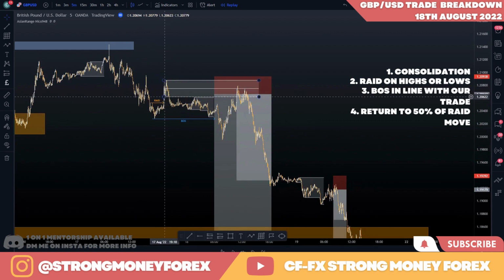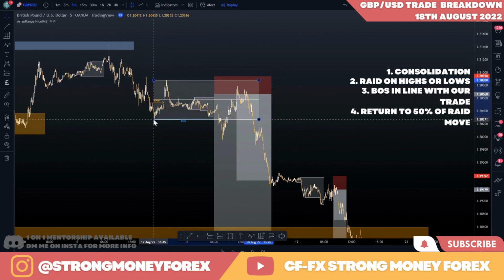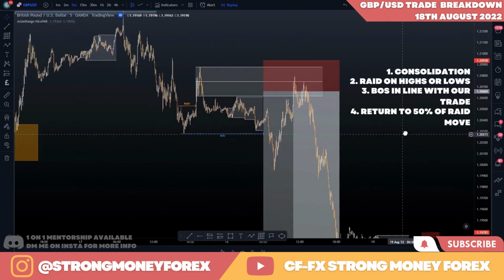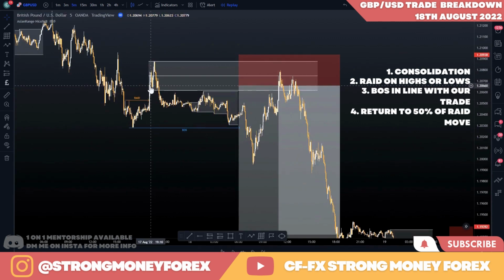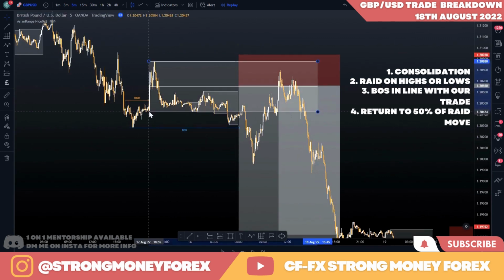Now you can do a couple of things here. You could have done that whole move and you would have got in. I did the untested part of it. So if we zoom into this chart, what you can see here is this entire move up, which was the raid. So this was the raid here, this entire move up before the push down.